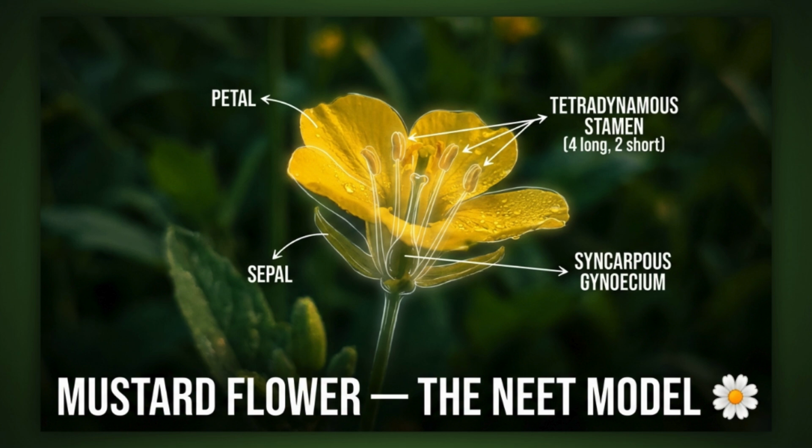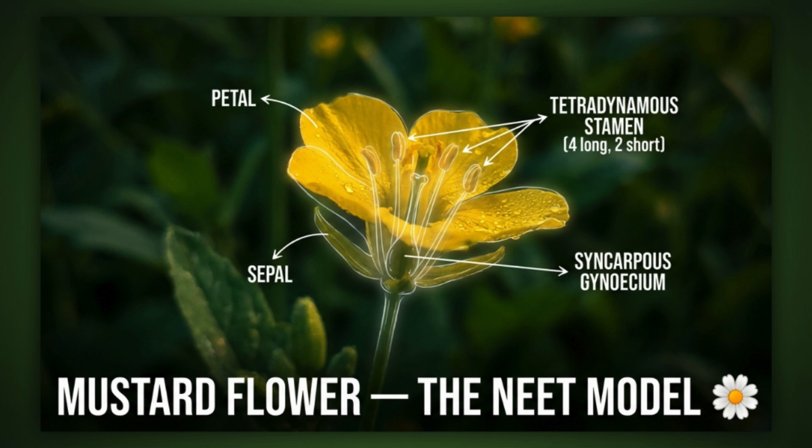Symmetry, actinomorphic, radial, many planes. Mustard, China rose. Zygomorphic, bilateral, only one plane. Pea, bean, gulmohar. Asymmetric, no plane of symmetry. Canna, rare but tested.